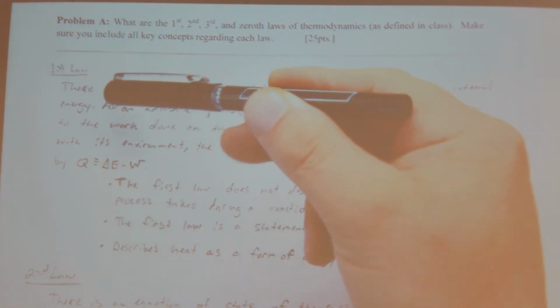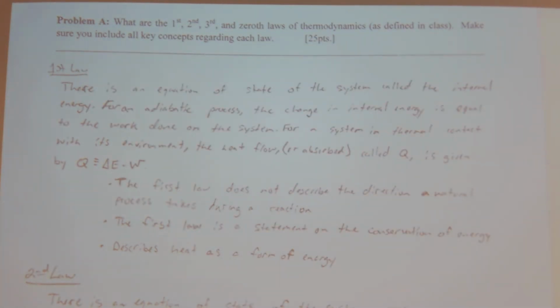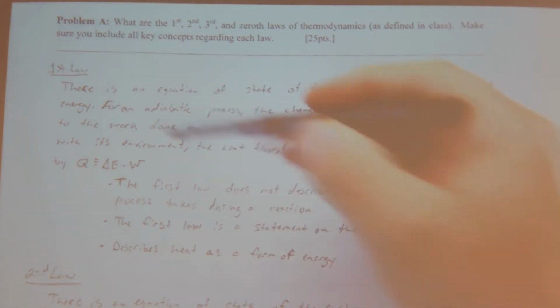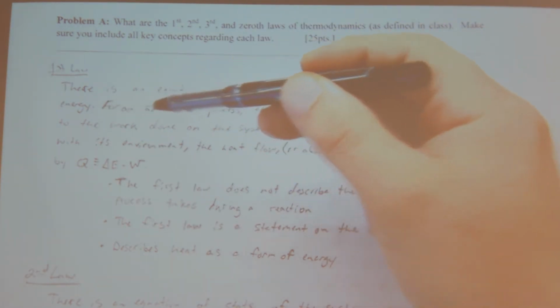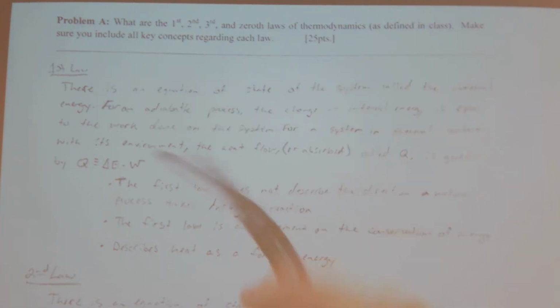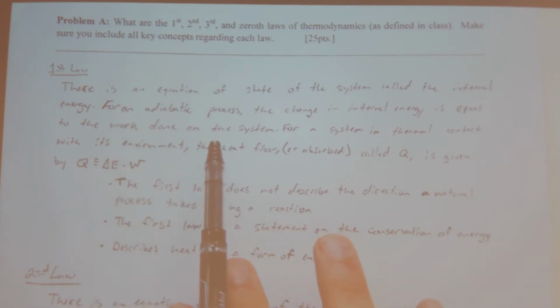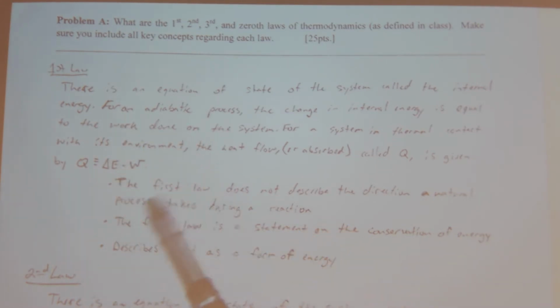Say this first problem out of 25 is worth 7 points. This is an example of someone, there's no name here, and if I was to go through it, there's an equation of state of the system called internal energy for an adiabatic process. Here they wrote it a little bit differently for an adiabatic system. I'm not going to take off for that because it's just reworded; there's nothing wrong with saying it one way or the other. If you word it your own way, but you're correct, you're not going to get points off.